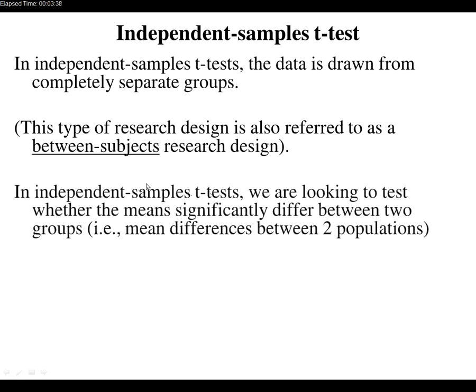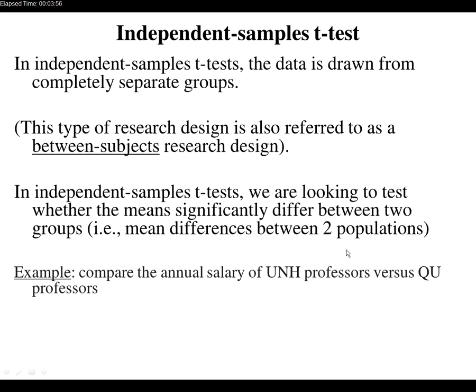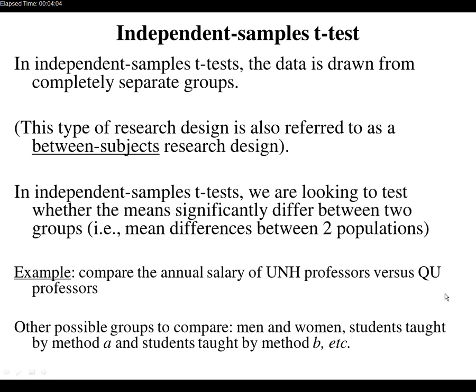In independent samples t-test, we are looking to test whether the means significantly differ between two groups. That is, the mean differences between two populations. Example, compare the annual salary of UNH professors versus Quinnipiac University professors. Other possible groups to compare are men and women, students taught by method A and students taught by method B, etc. So they're different groups of people, and we're comparing the means of some score in different groups.